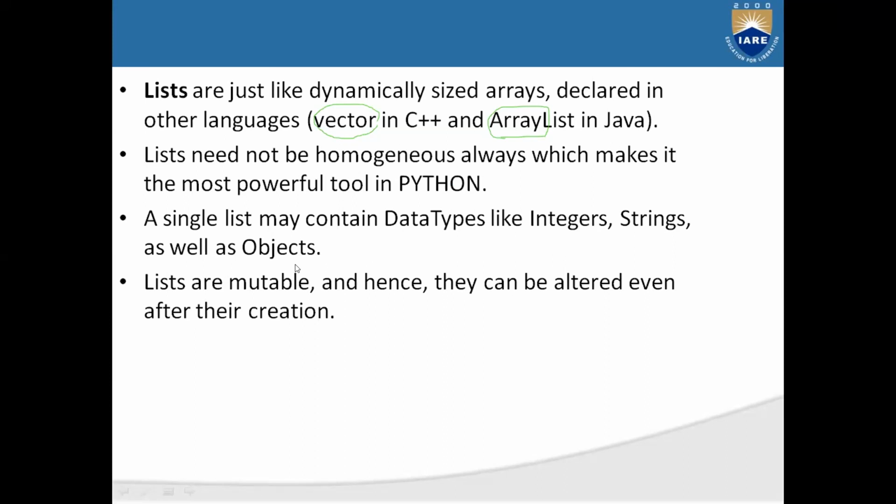As we explained, lists are mutable. I'll explain what mutable means. Once a list is created, even after that you can change the element values of the list. That's why we say lists are mutable. If something is immutable, you cannot suddenly change the elements or contents.